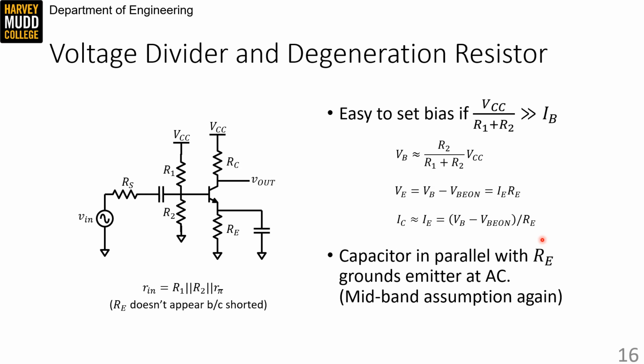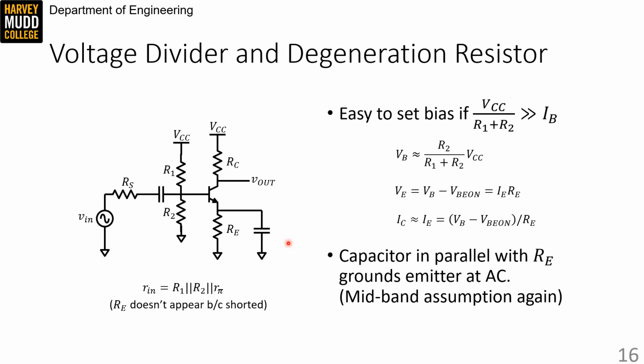However, our small signal analysis of the common emitter depended on the emitter being grounded. And we'd have to do a whole new analysis if the emitter wasn't grounded. So what we want to do is have our emitter appear grounded in the small signal analysis, and we do that by attaching a big capacitor between the emitter and ground. That shorts the emitter to ground at high frequencies.